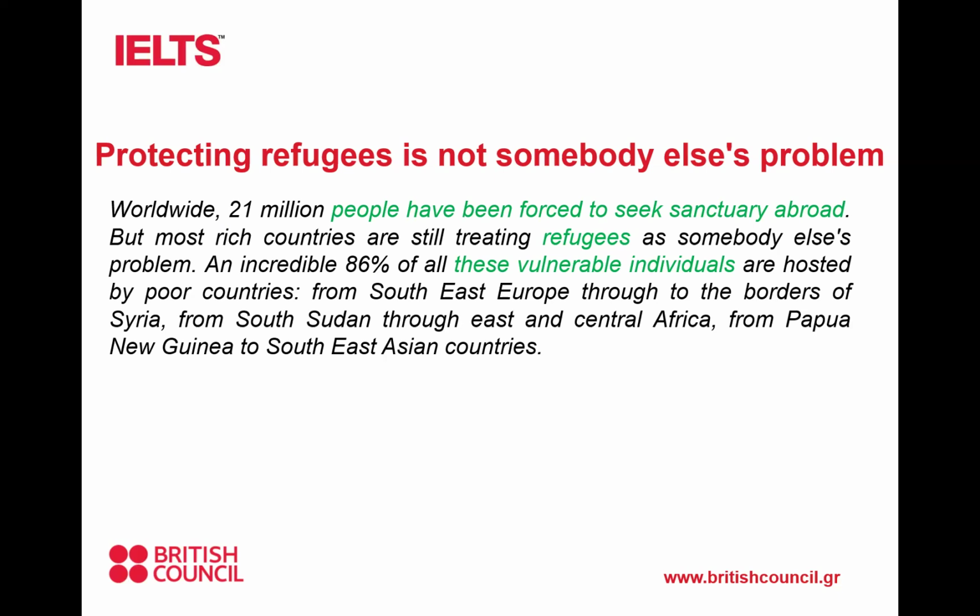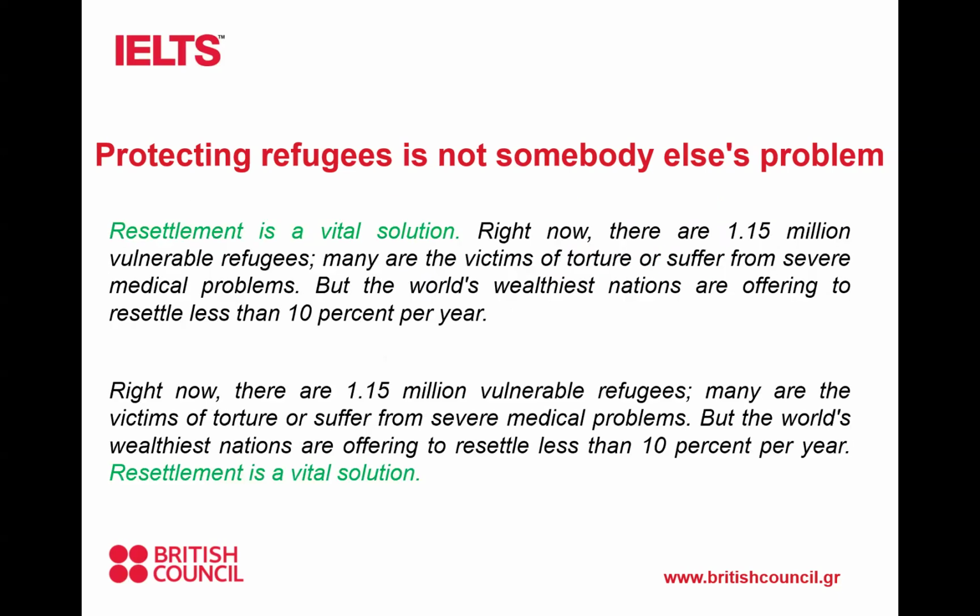So how can you avoid repetition? Well, you can use a definition. People who have been forced to seek sanctuary abroad is a definition of refugees. Or you can replace the key word with a more generic word like individuals and then refine it with vulnerable individuals. Okay, let's move on to our second tip.